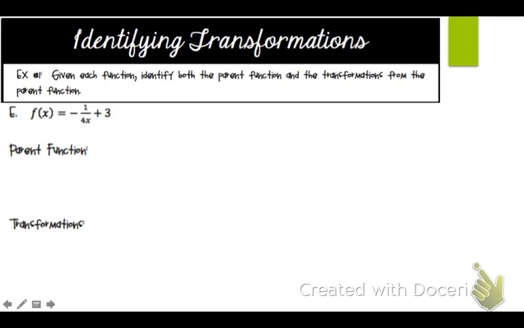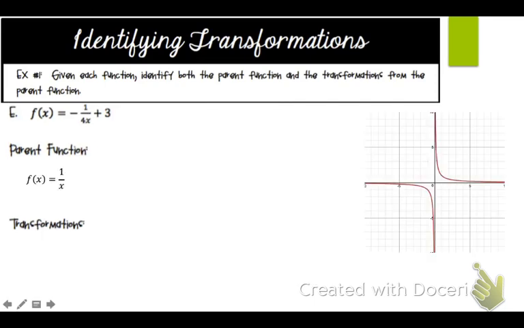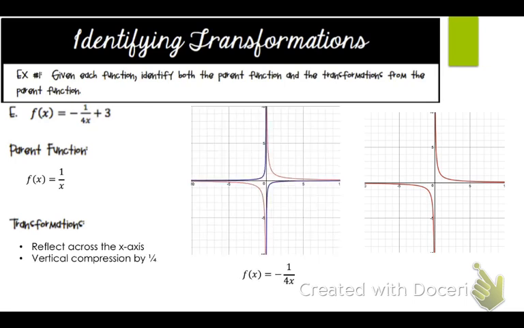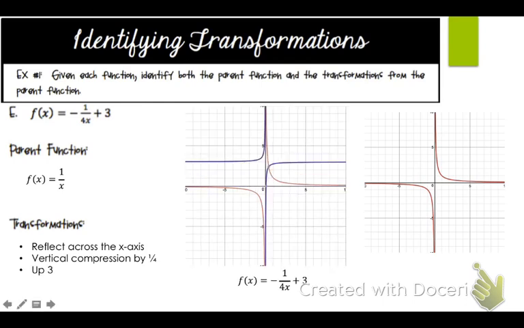Okay, this next one. So the parent function here is 1 over x. Okay? So first, that negative reflects it across the y-axis, or the x-axis, sorry. So, because it's on the outside, it reflects it across the x-axis. That 4 vertically compresses it by 1/4, because really, you can rewrite this as negative 1/4 times 1 over x. So that 1/4 is on the outside, and that's going to vertically compress it by 1/4. Okay, and then the plus 3 moves it up 3.